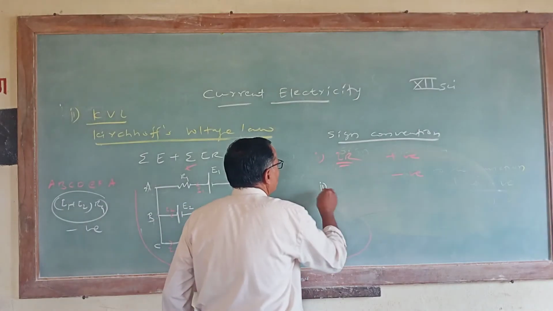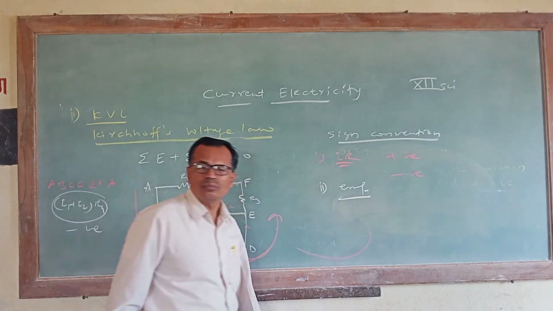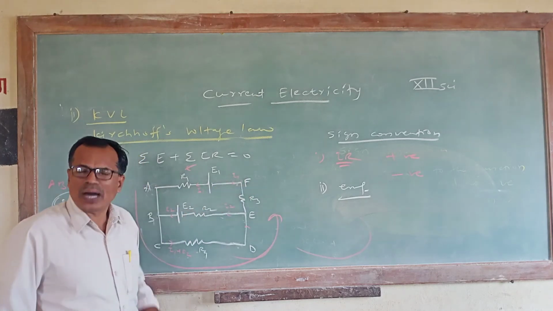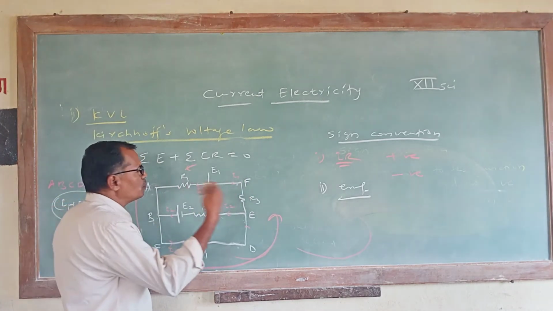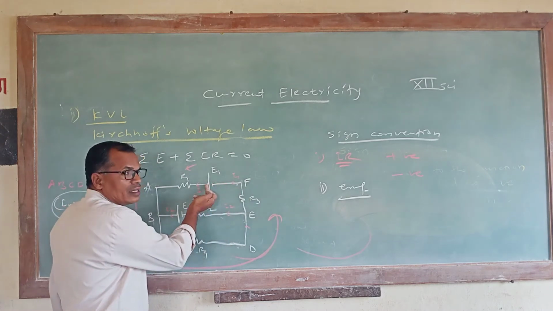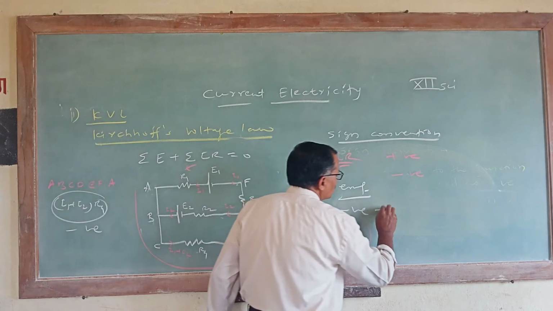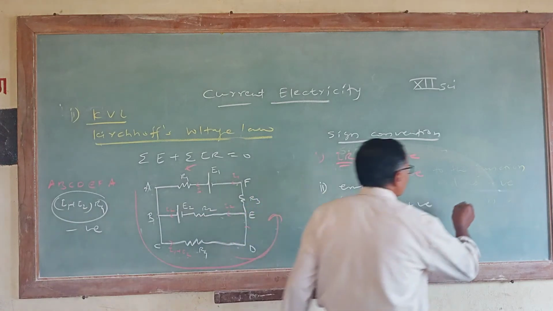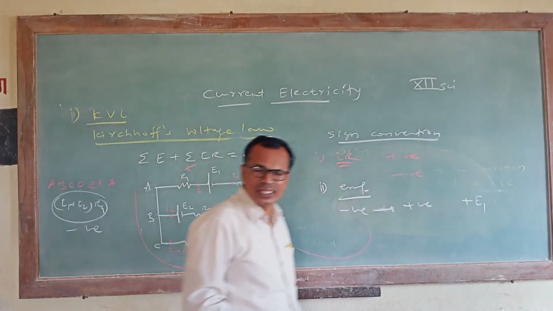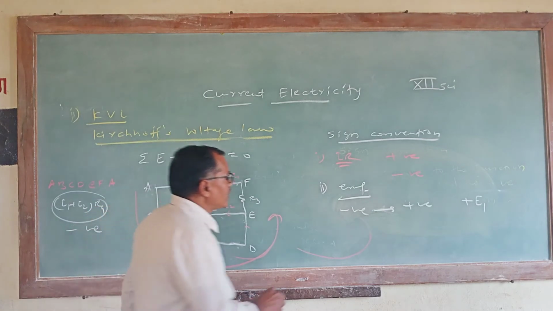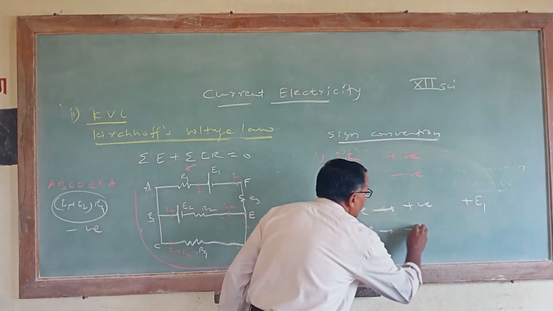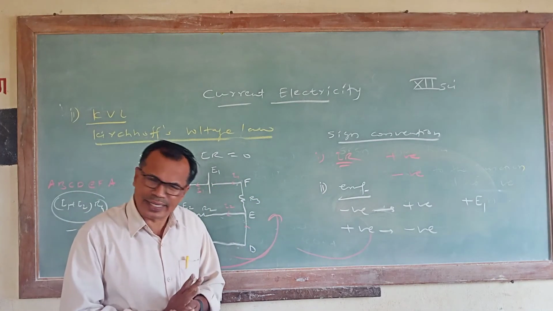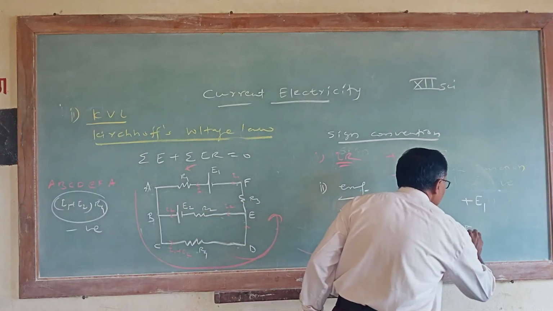Second is the EMF, that is, electromotive force. While traveling along the path, if you travel from the negative terminal to the positive terminal, then the EMF of the cell is taken as positive. We can say it is plus E1. And if we travel from the positive terminal to the negative terminal of the cell, then the EMF is taken as negative. It becomes minus E1.